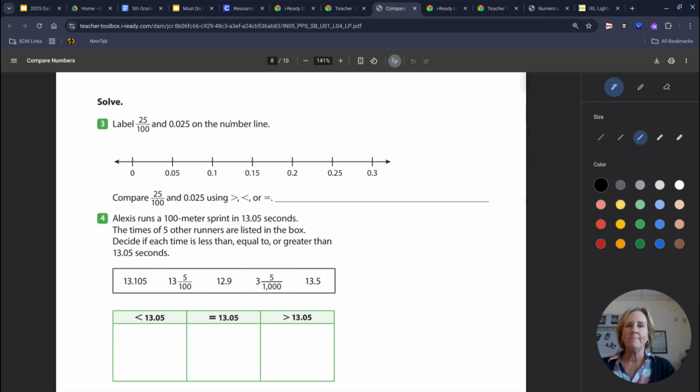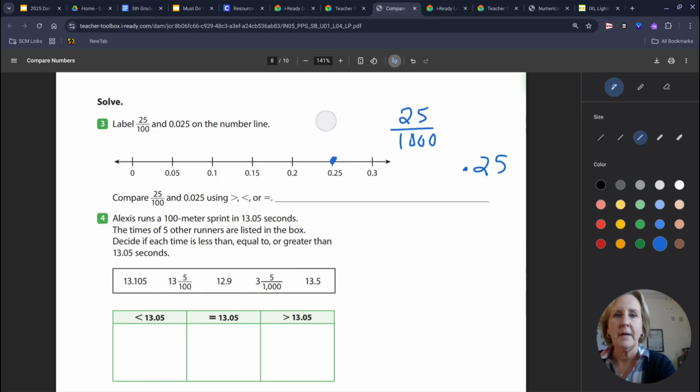Well, right off the bat, apples, oranges, right? I'm going to go ahead and rewrite 25 thousandths like that. Oh, that's messy, sorry. And then 25 hundredths. I can notice that this number line is in decimal. 25 hundredths, when I write that as a decimal, is just .25. And so the very first one is easy. There is my 25 hundredths.